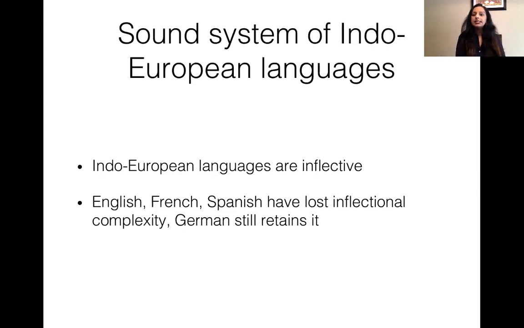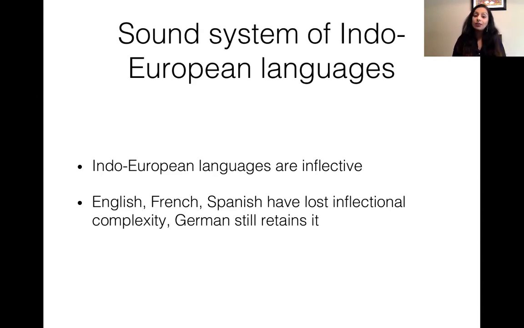So what is the sound system of Indo-European languages? Well, mostly Indo-European languages are inflective. So we looked at the typology of languages towards the end of last class, and inflective languages are languages that signal differences in tense and aspect through inflection. So I am eating versus I ate, or I have eaten with the en at the end. These are all inflections and they all signal differences in morphology.